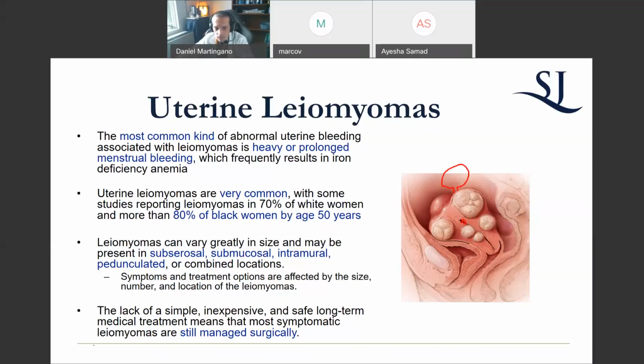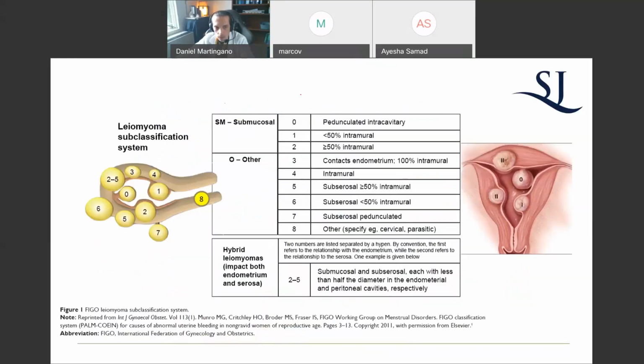There's not really a medical treatment that is long-term, so these are still managed surgically, and this is the most common indication for a hysterectomy. The International Federation of Gynecology and Obstetrics has a sub-classification system that you definitely don't need to memorize, but I mention it only to highlight the different types of fibroids that you can have. This is an example of a pedunculated one. So 0 is a pedunculated intracavitary one.